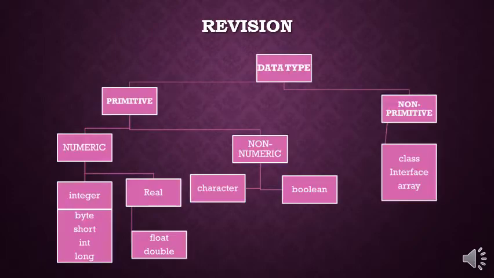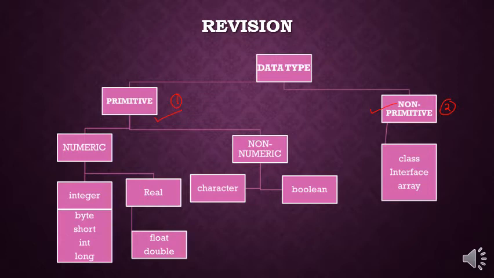In the previous video, we studied data types. Let's recap, children. A data type tells the size and type of a variable. Data types are of two types: primitive and non-primitive. A primitive data type is also known as a fundamental data type. A non-primitive data type is known as a derived data type. A primitive data type is independent in nature, and a non-primitive data type depends upon a primitive data type.